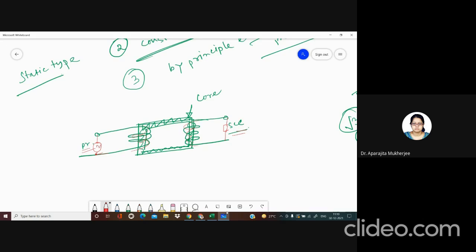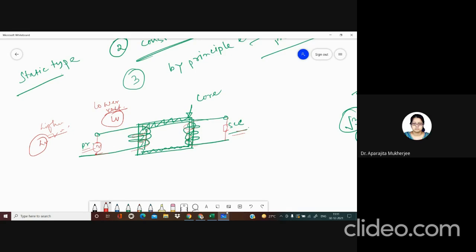The winding that is connected to the higher voltage is called the high voltage winding, and the one connected to the lower voltage is called the low voltage winding. So for the step up transformer, tell me, which voltage should be connected to the primary, low voltage or high voltage? Ma'am, low voltage. Very good.